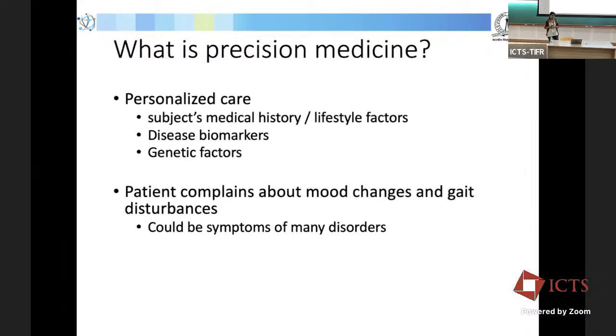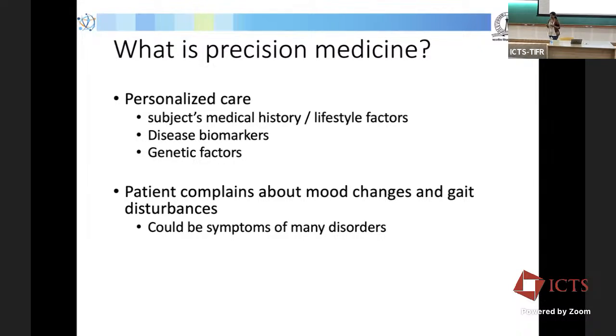So what is precision medicine? Precision medicine aims to provide personalized care for subjects based on their lifestyle factors, for example, whether the person is smoking or not, whether they are obese, or what their dietary activities or habits are, and also the subject's medical history. Do they have a history of hypertension or diabetes, and how can we treat them given their medical history, and also disease biomarkers.